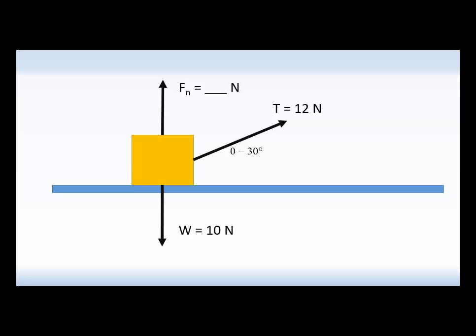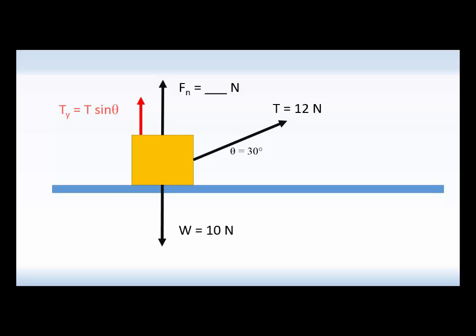In this example, we have a tension pulling at 30 degrees. Now, this tension can be resolved into a horizontal and vertical component. Here we have the horizontal component, which will obviously accelerate the object, but we are only concerned with the vertical component right now, so we're only going to focus on the component in the y direction, which is T sine of theta.